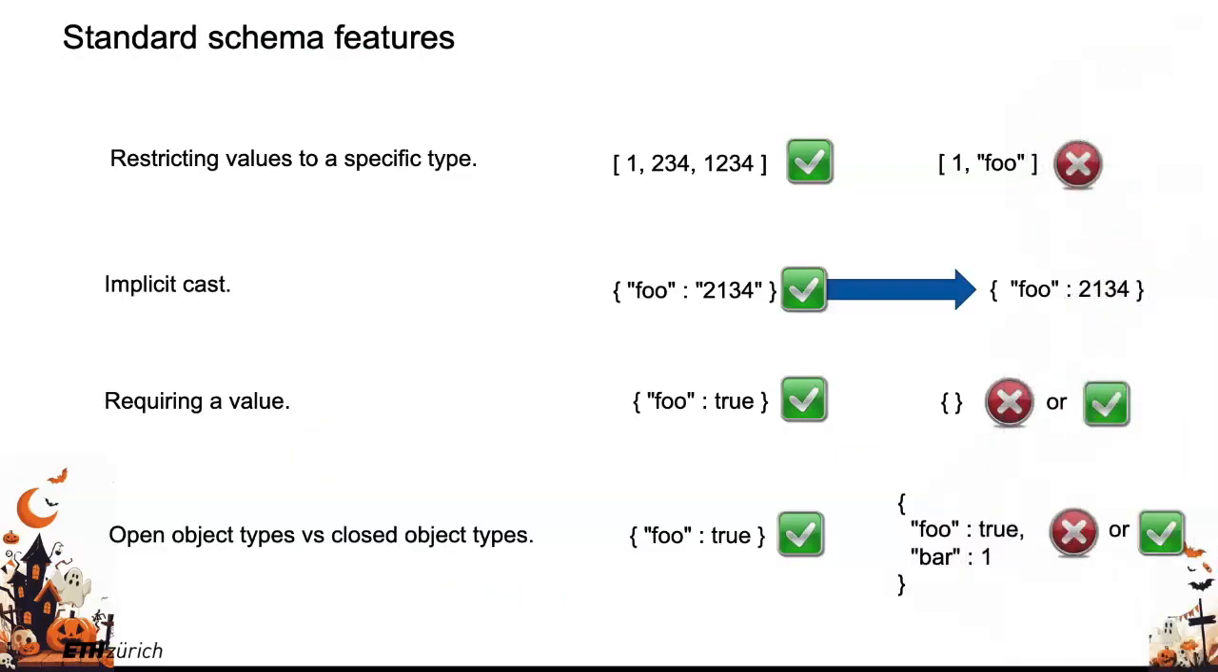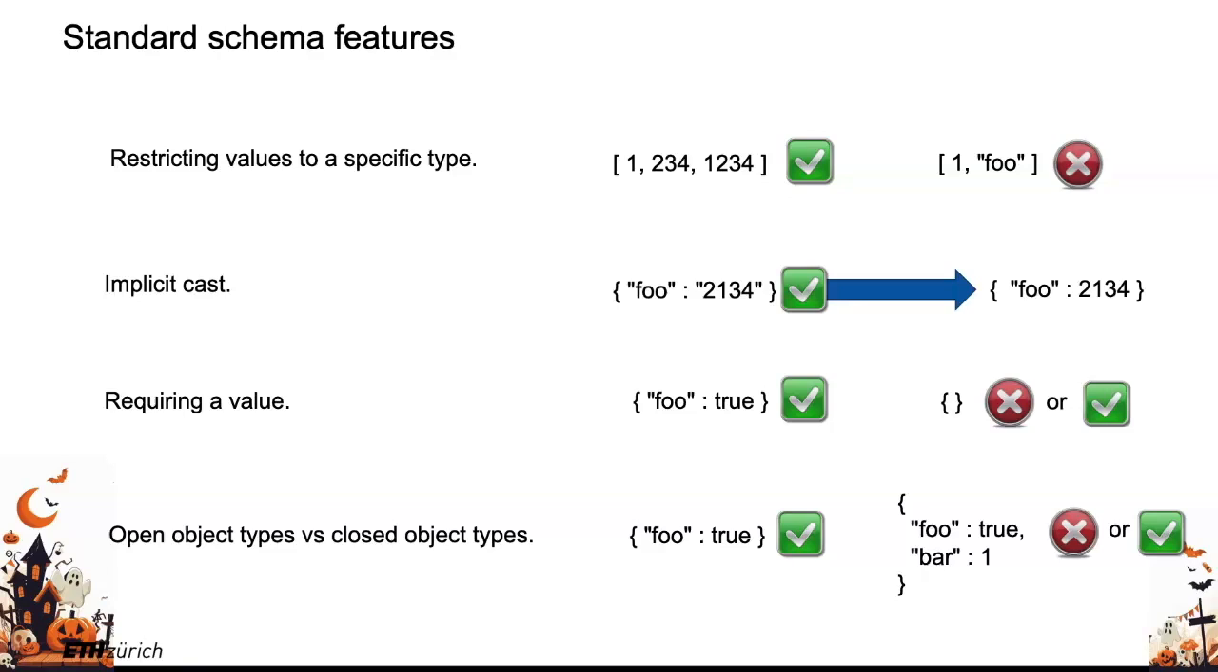So what can we do in a schema language, any schema language? You can restrict values to a specific type. You can say the value associated with the key must be a string, or it must be a Boolean, or it must be an array of integers. So that's the feature number one that schema validation languages allow you to do.